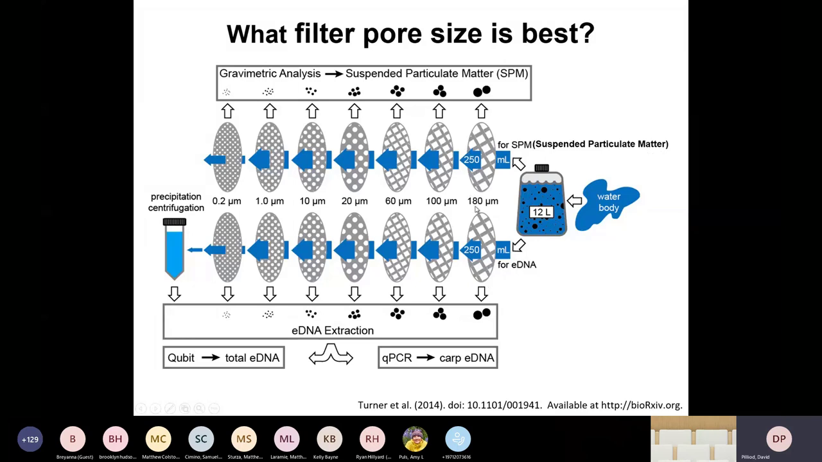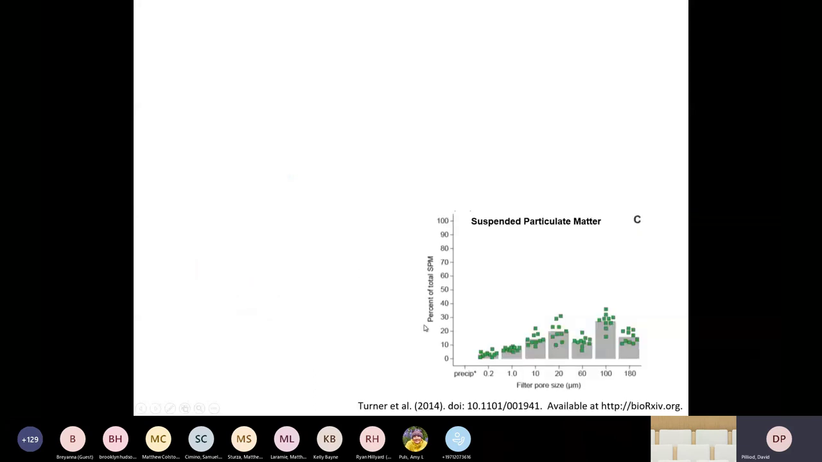And you can see the pore size, 180 micron, all the way down to 0.2. And then whatever went through the last filter, the 0.2 micron filter, they collected that too and ran it through centrifugation. So they were able to get whatever didn't get caught by any of the filter pore sizes. And they used a Qubit to get total eDNA and PCR to get this carp DNA. So let me just show you the results from that cool study.